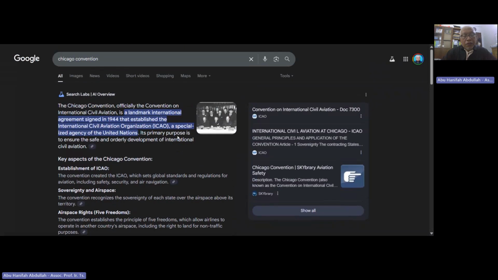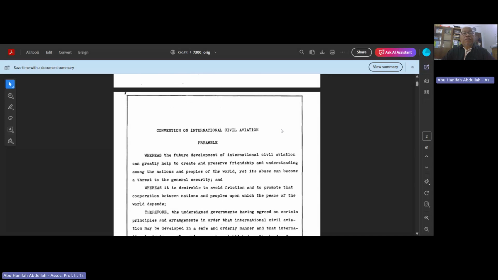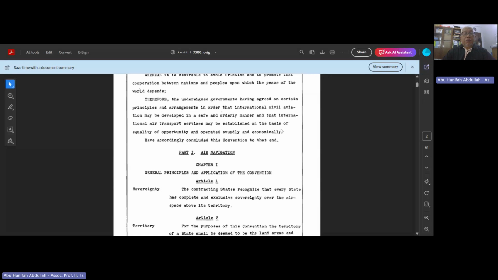From this convention, they published resolutions, and the resolutions are published in articles. This is the original Convention on International Civil Aviation at Chicago, 7 December 1944. That meeting agreed on certain policy standards on how we want to manage future air navigation. There are parts, chapters and many articles, but I will highlight a few that are interesting to us.